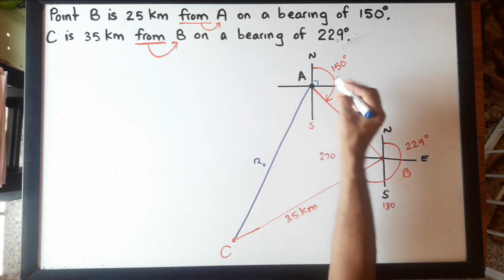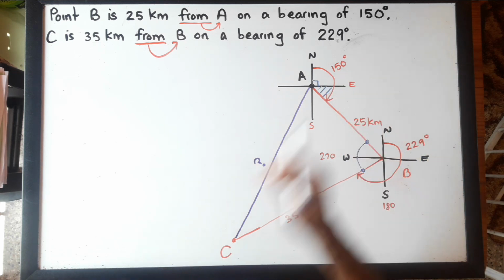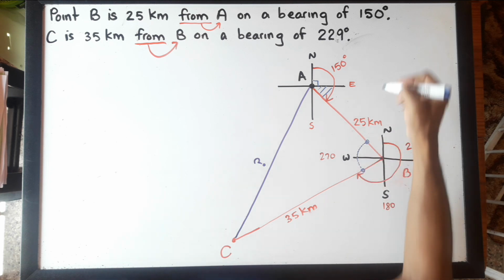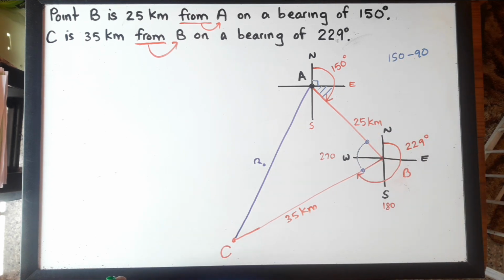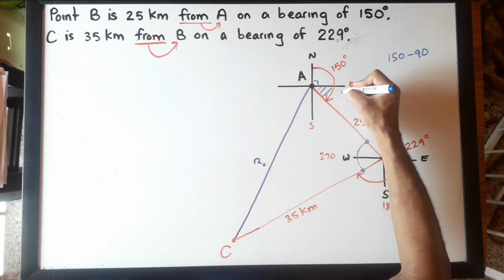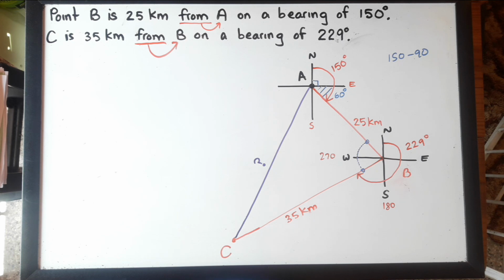So how much is this remaining angle here? I'm shading it here so you can focus on it. It should be 150 minus 90. So let's do that. 150 minus 90. And this angle here alone, the shaded one, is 60 degrees.